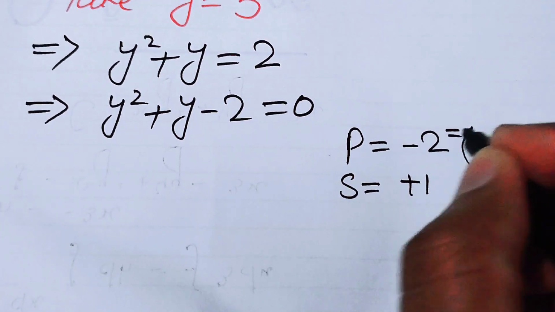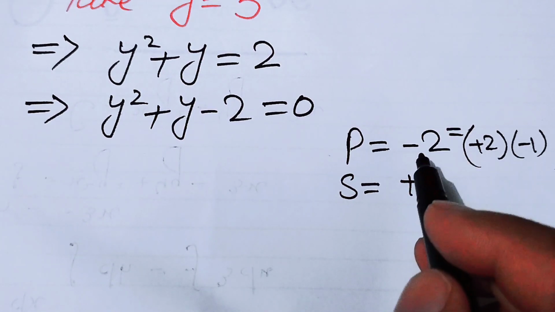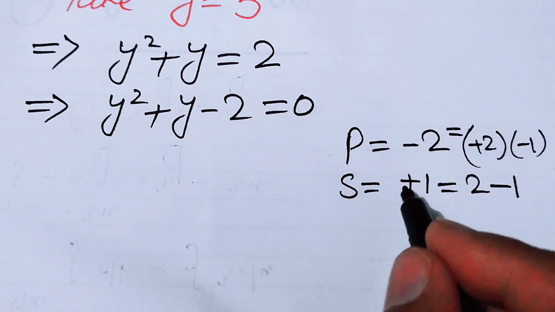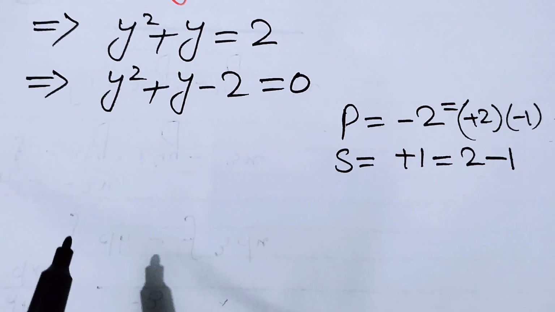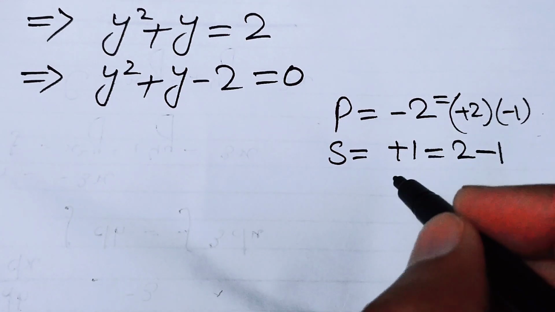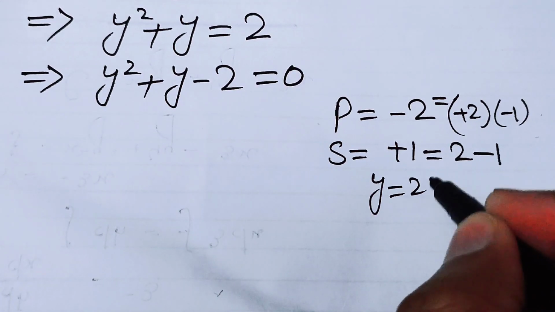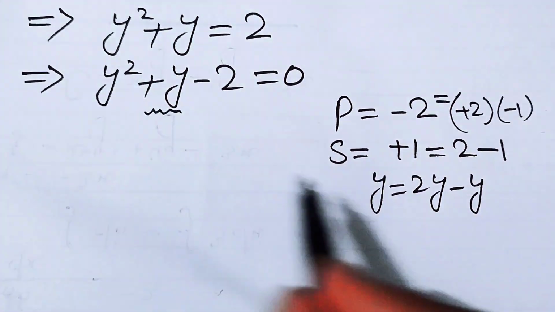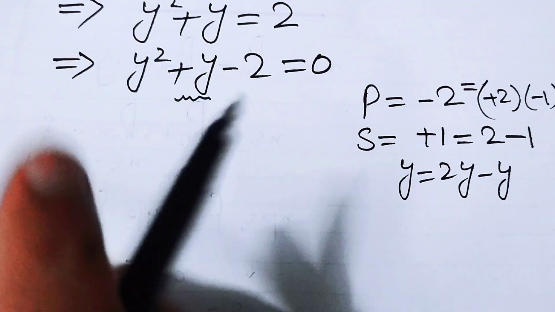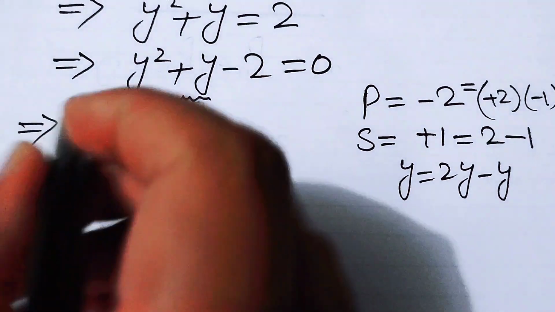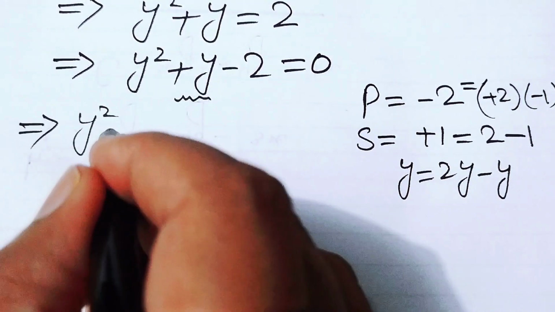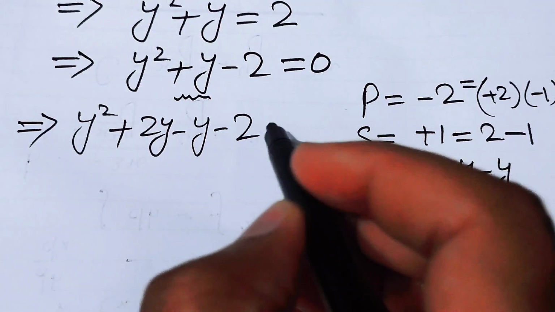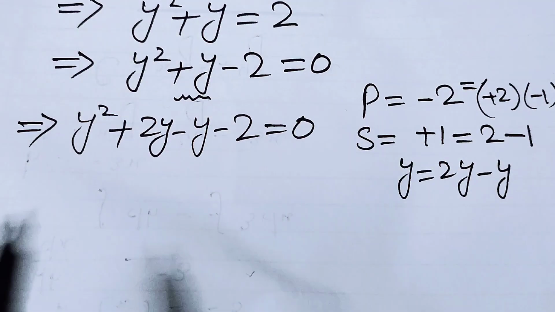When you multiply plus 2 and minus 1, you get minus 2, and when you add 2 and minus 1, you get plus 1. So we can write the middle term y as 2y minus y, and you get y squared plus 2y minus y minus 2 is equal to 0.